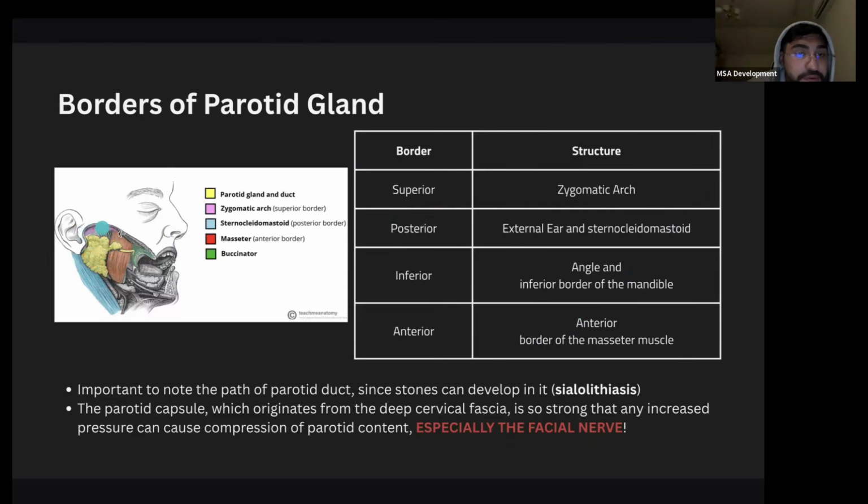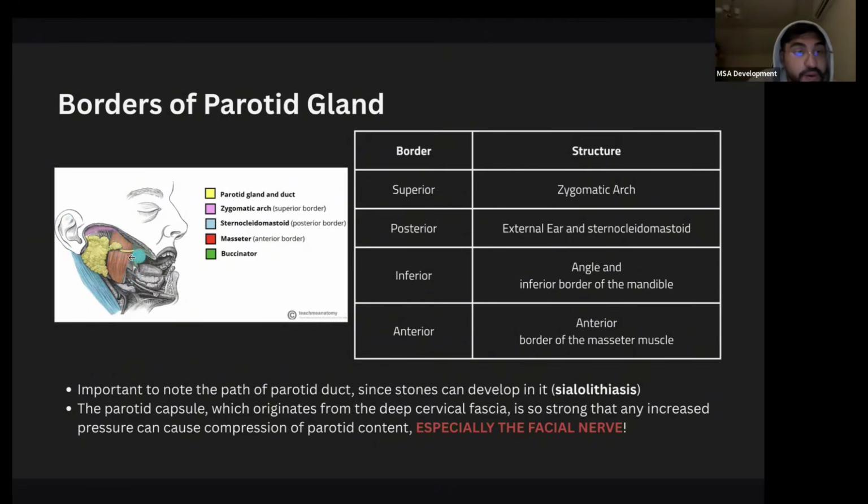Superiorly speaking, this is going to be your zygomatic arch. Okay, this is the superior border, the zygomatic arch. And then inferiorly speaking, somewhere right here, that's going to be basically the inferior border of the mandible. And then posteriorly speaking, right here, it's going to be the external ear and the sternocleidomastoid. And anteriorly, it's going to be the masseter muscle.